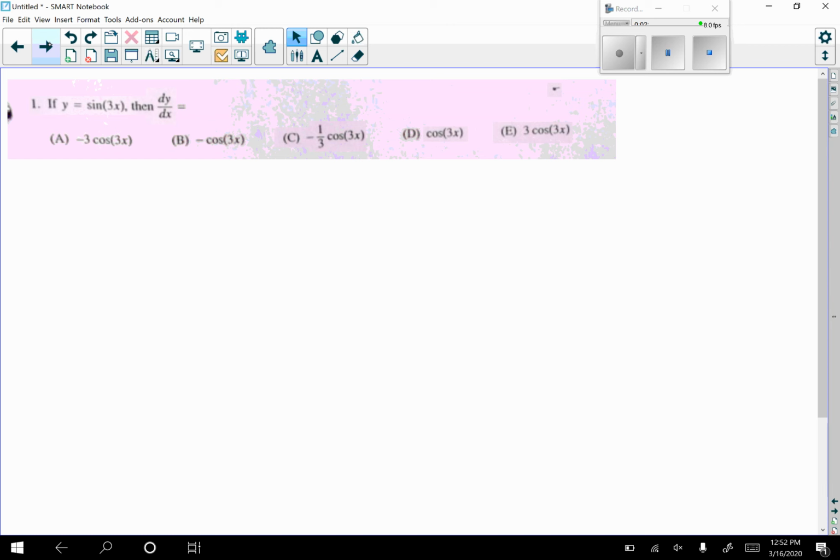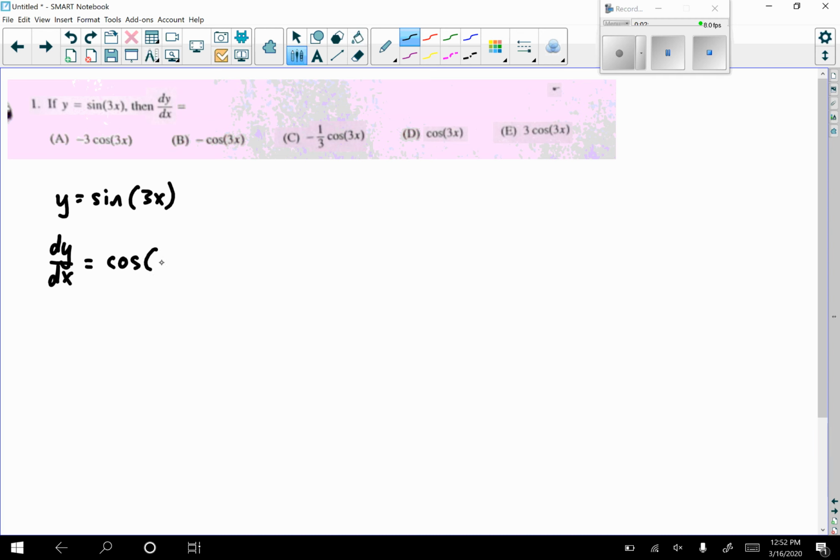We are asked, if y is equal to sine of 3x, to find the first derivative. So if y is equal to sine of 3x, dy over dx, which is the same as y prime, we have to use the chain rule here. The derivative of sine is cosine of 3x. Then take the derivative of the inside part, so we get 3 cosine of 3x, which is E. So hopefully everybody was able to get that.